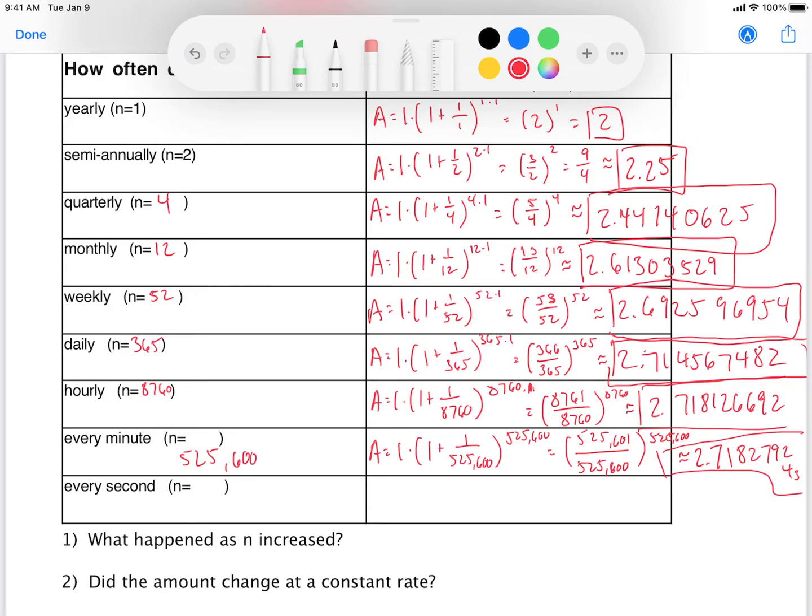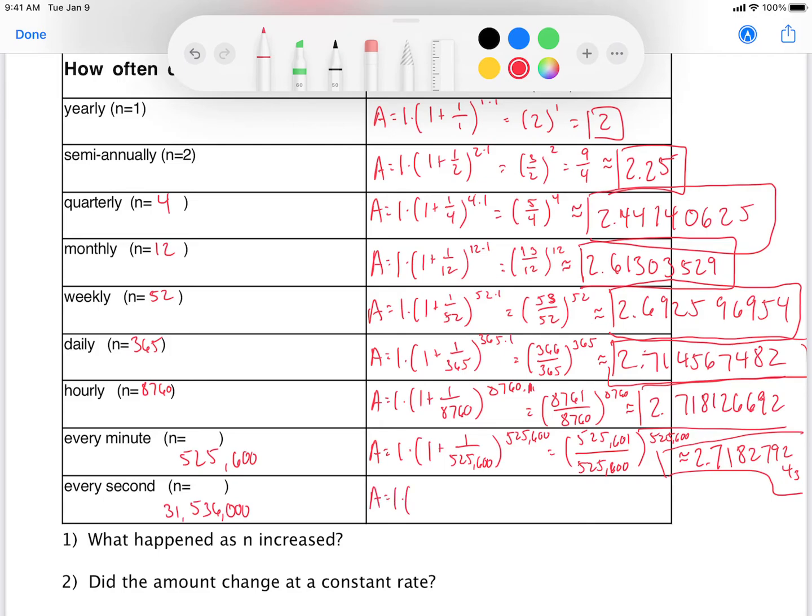And now our last one. If this thing compounded every second, how many times would it compound in a year? 31,536,000. Correct? Okay. So now we have this thing that compounds over 31 million times in a year. And let's just see how little essentially our value goes up.